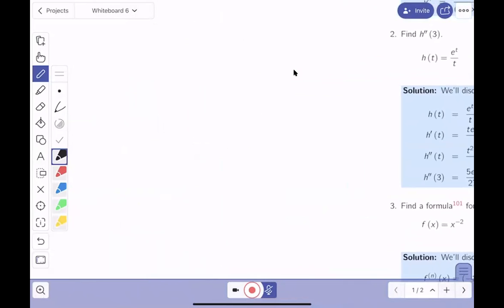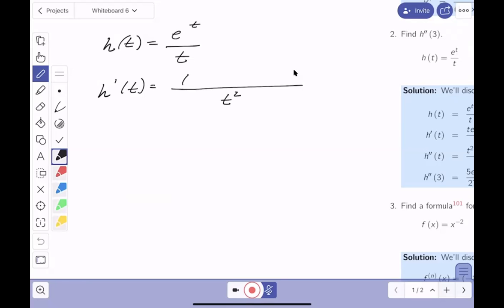And let's take a look at this number 2. So you've got h of t, and what's that? That's e to the t over t. Now they want h double prime at 3, but I need to find h prime first. Well, quotient rule, right? What do you get? t squared. Let's say bring the bottom to the top times the derivative of the top, minus the top times the derivative of the bottom.